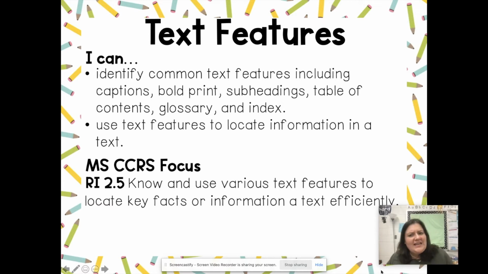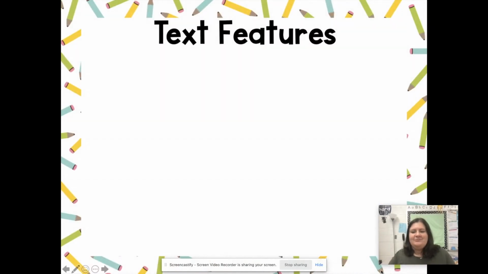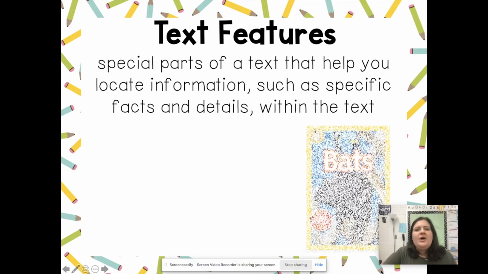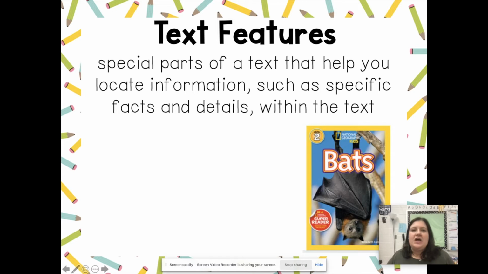So, what are text features? Well, text features are special parts of a text that help you to locate information, such as specific facts and details within a text. And where do we find text features? Well, we find most text features in nonfiction books, just like this book that you see on the screen about bats, which we learn about in second grade. This is one of the books that your teacher may use. And inside this book are all sorts of different text features that you may see.